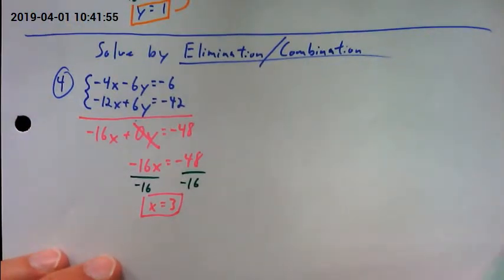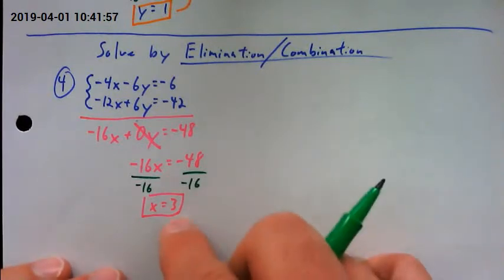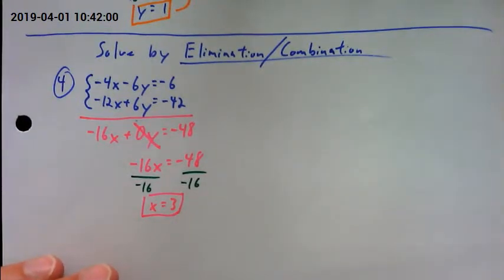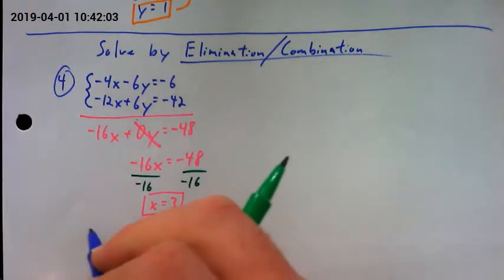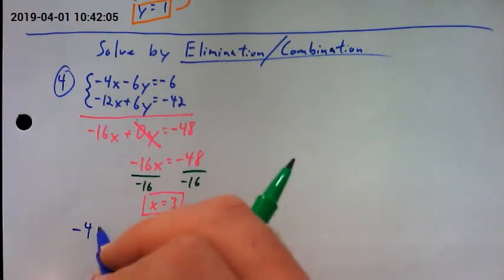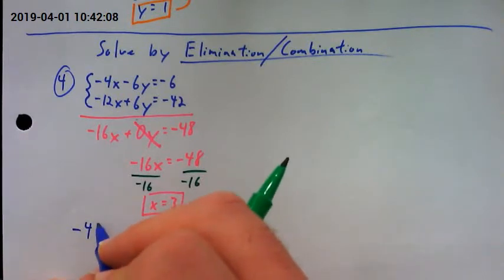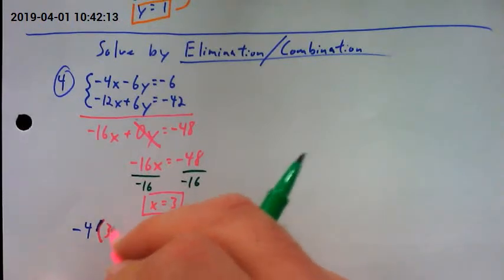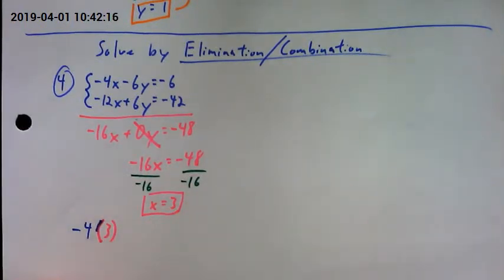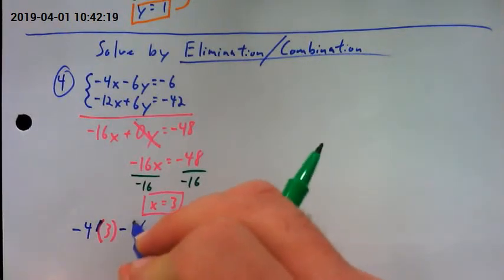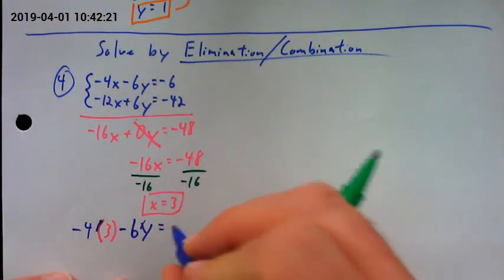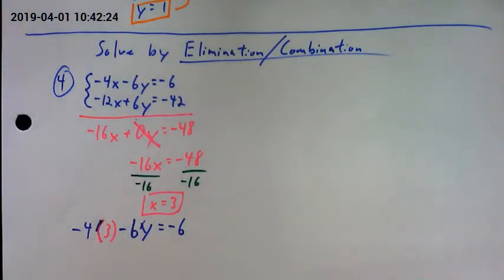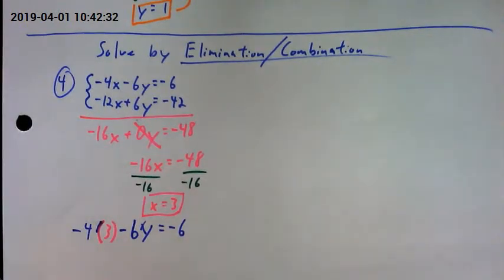Now that we have x is equal to 3, we can take that and plug it into our other equation. So we have negative 4 times 3 minus 6y equals negative 6. Now, I chose to use the first equation. Doesn't matter which one you use. You could have used either one. All right? So we have a little bit more solving to do.